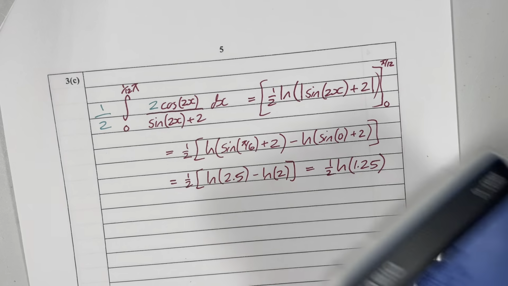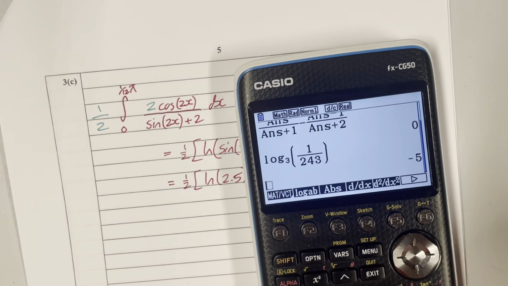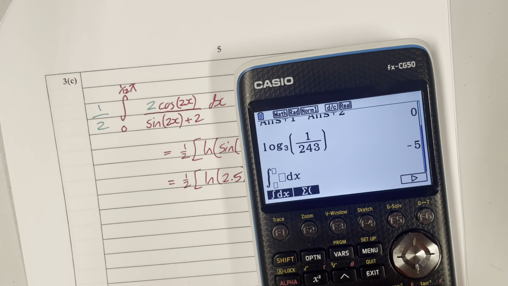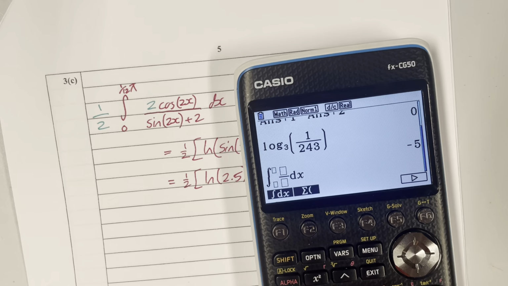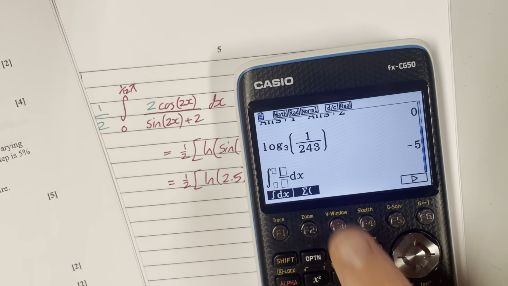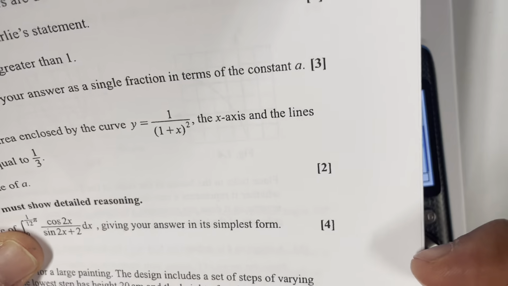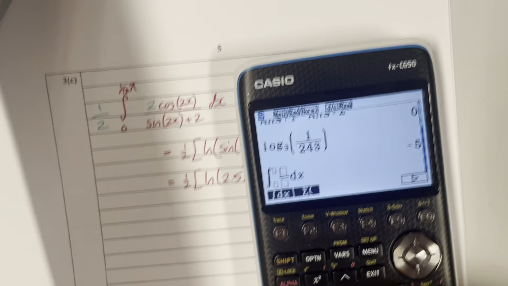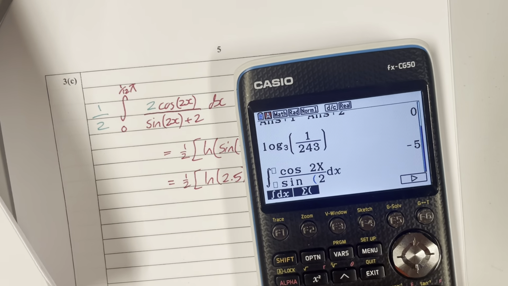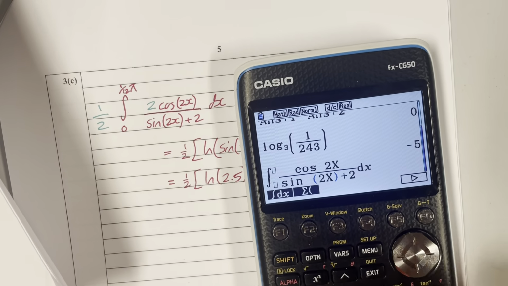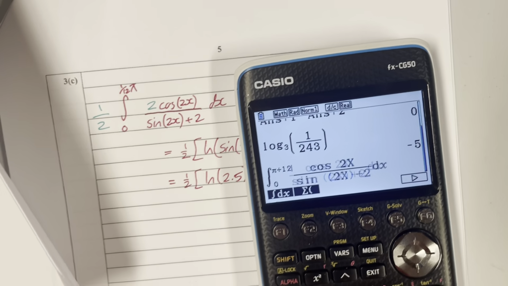So in the exam, what you're going to do to check if you're right is to use this integration feature on your calculator, which obviously I'm using a graphical one, but you can use this feature on the FX991EXs as well. So I do recommend you check it. I'm going to plug in the original question. You've got to make sure you're in radian mode as well, because I'm using calculus and trig. So the numerator was cos of 2x, and the denominator was sine of 2x plus 2, and that is evaluated between 0 and pi on 12.